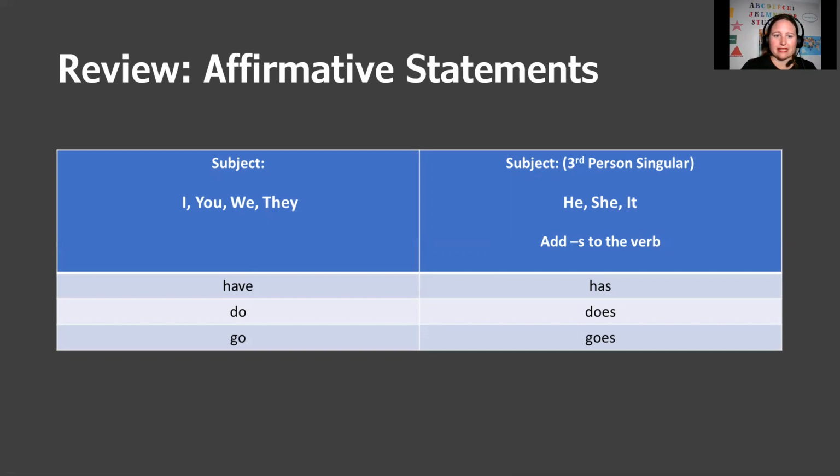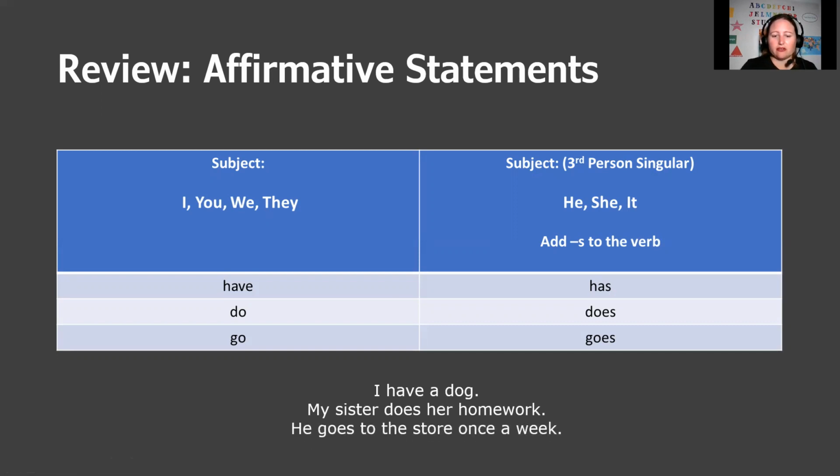Here are some more examples. I have a dog. My sister does her homework. He goes to the store once a week. Remember, the sentence pattern is just the subject plus the verb.